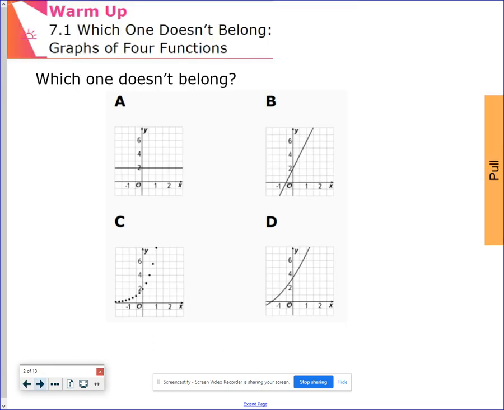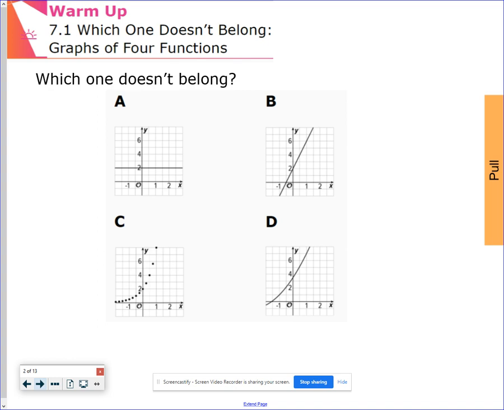So take a second and look at these. We've done one of these before. I want you to decide which graph you think doesn't belong with the other ones. And I'll tell you, I can come up with a way for each of them. So you can pause this if you'd like or make a decision right now. I'm just going to go through what I noticed about each one of these.